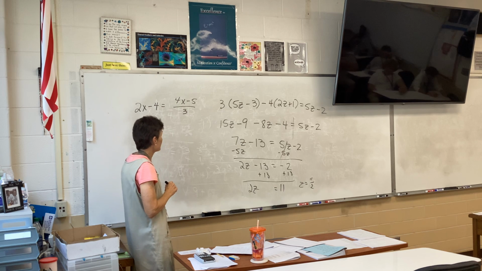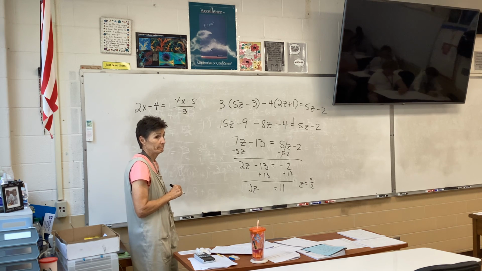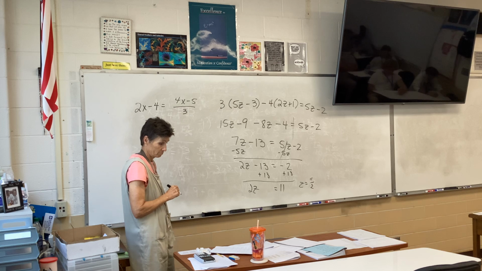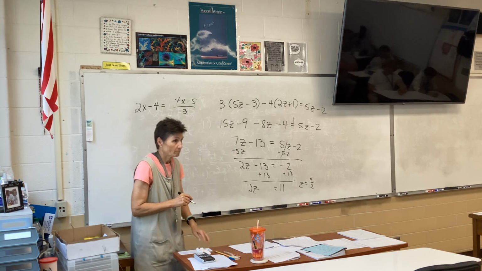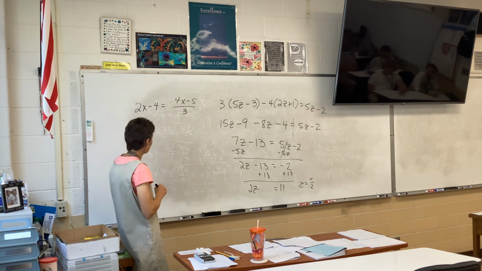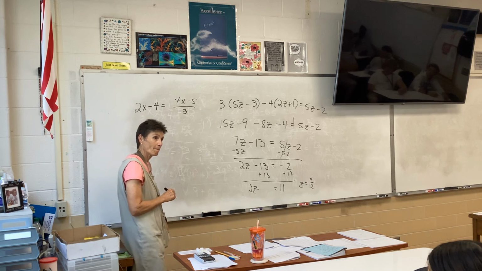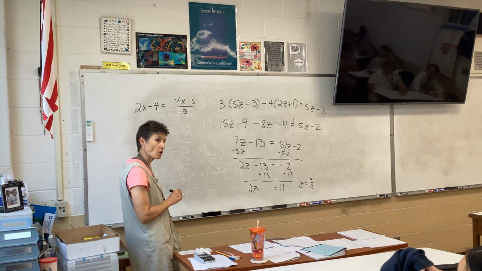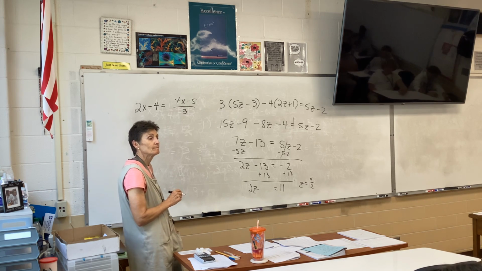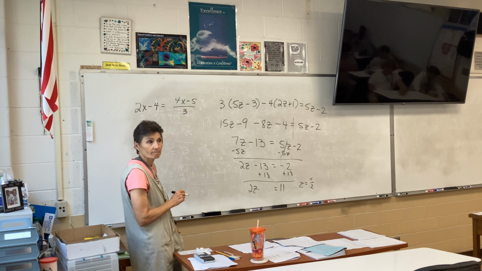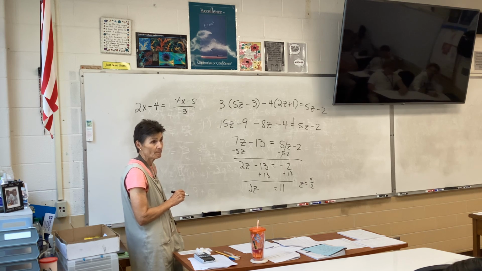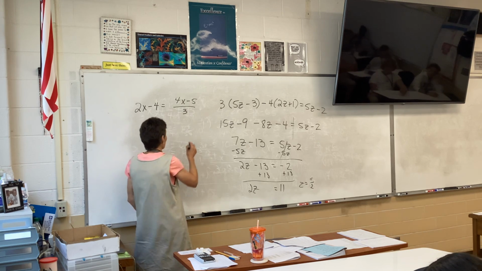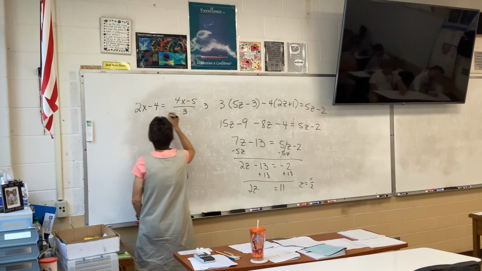All right, what do you think about this next one? Giovanni, you're yawning back there. What do you think? What would you do to start solving this equation? Try to get rid of the 3. Absolutely. And how are you going to do that? We're going to add, subtract, multiply, divide. Multiply. So we're going to multiply both sides by 3.